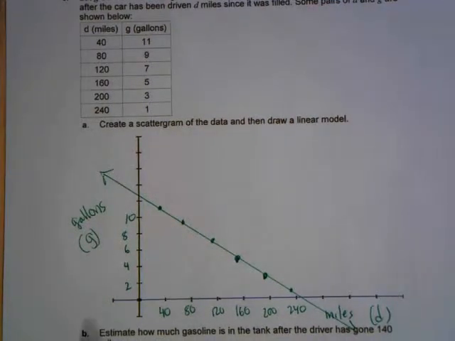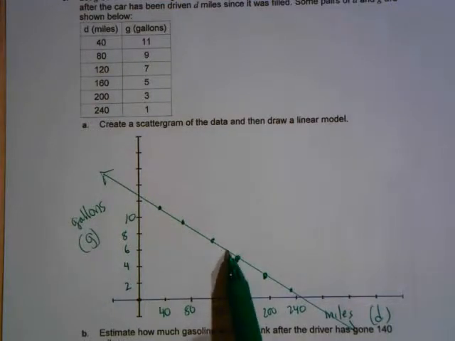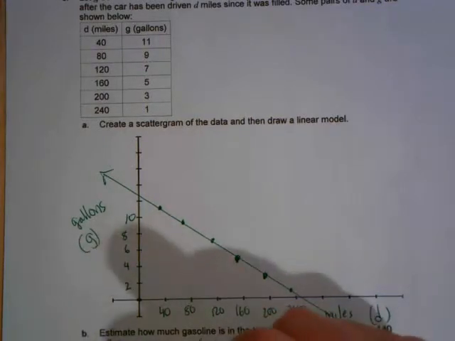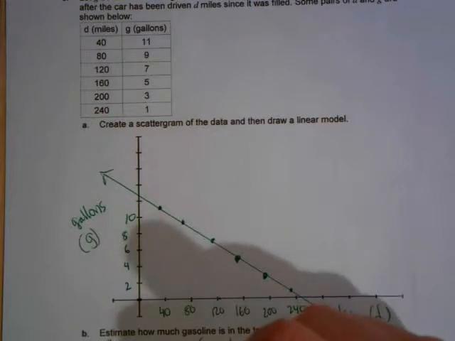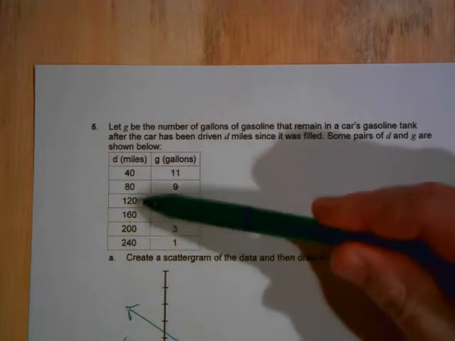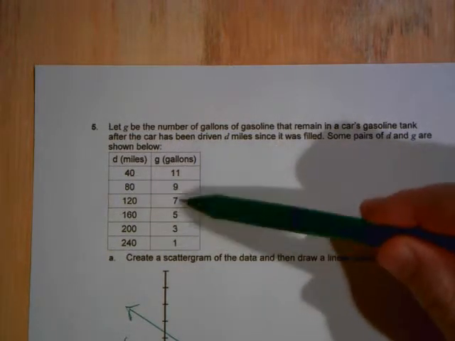Okay, estimate how much gasoline was in the tank after the driver has gone 140 miles. So let's see, 120, 160, 140 is right in between. Come up here. Looks like it's about 6 gallons. And that makes sense. If I go back to my data, 140 would be right in between here. So right in between there, 6 gallons looks believable.